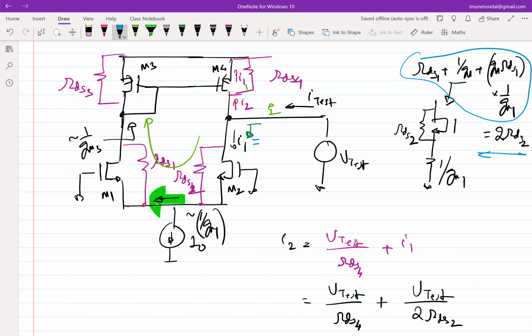So let's just follow the current, right? What is I1? If I know the impedance looking down is 2 RDS2, so I1 is V test by 2 RDS2. Okay, so where will this I1 flow? This I1 is flowing out from here, which means I1 will flow into this. Correct?